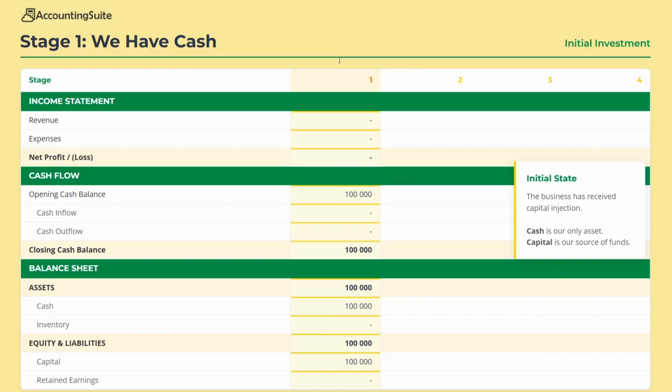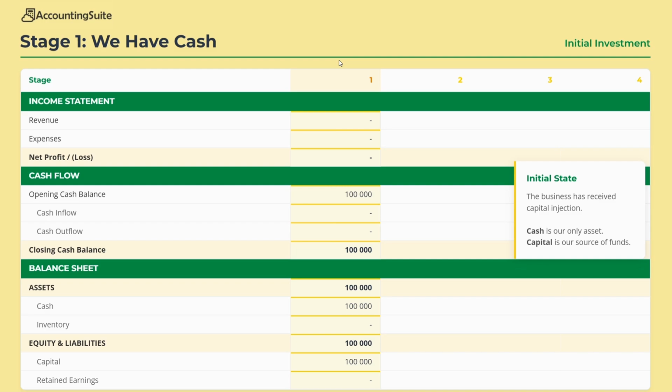We start with the income statement, which shows revenues and expenses for a period. In month 1, nothing happens yet. No revenue, no cost of goods sold, no operating expenses. So profit is 0. The key idea is that the income statement only records economic activity that affects profit. Right now, nothing has happened.